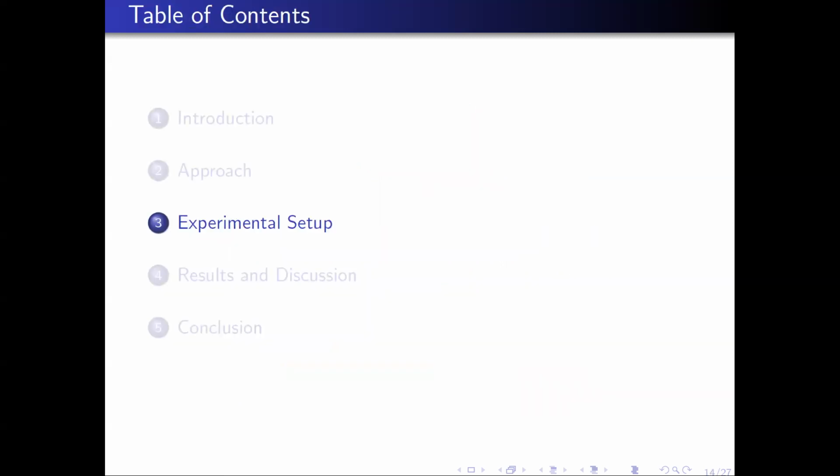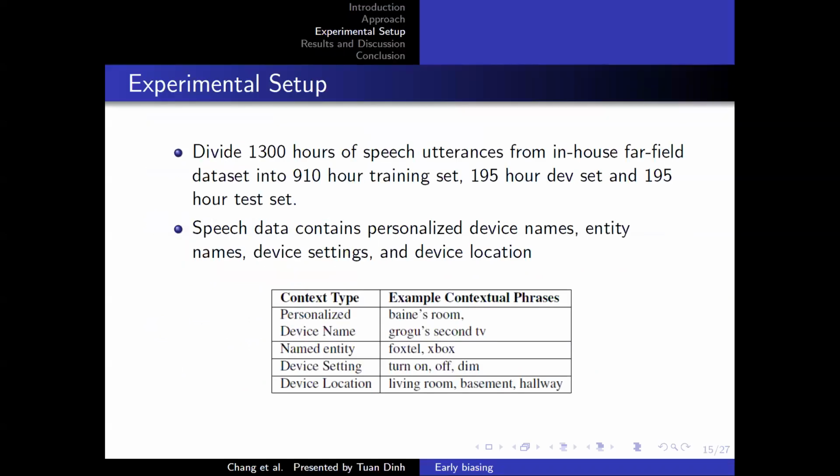In this section, we present the experimental setup of this work. 1,300 hours of speech utterances are divided into training, test, and dev sets. The speech data contains personalized device names, entity names, device settings, and device locations. The table shows examples of these entities. For example, Roku Second TV as a device name.